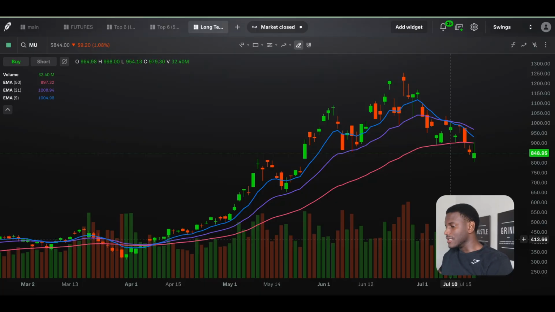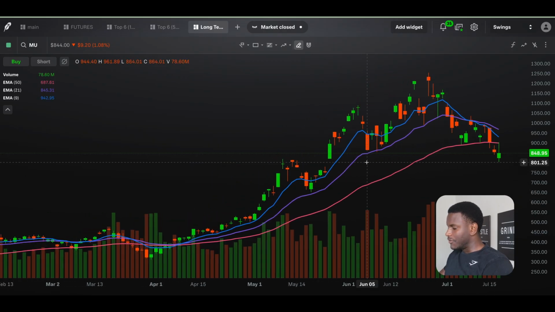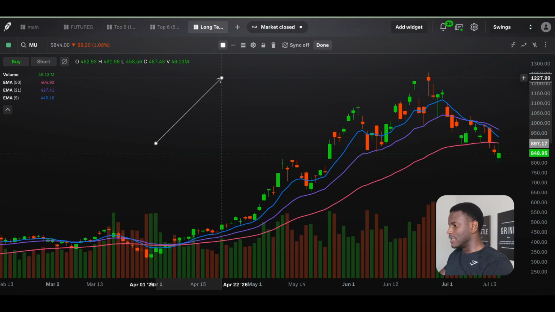All right, so for today's example, we're going to look at a stock called Micron. This is one of the leaders in the AI space. So this is a memory chip company. And before we break down anything, the first thing that I want to make sure y'all understand is that a stock never goes up in a straight line and a stock never goes down in a straight line, right?